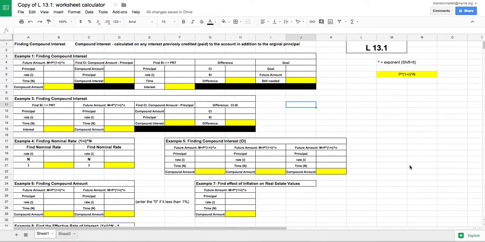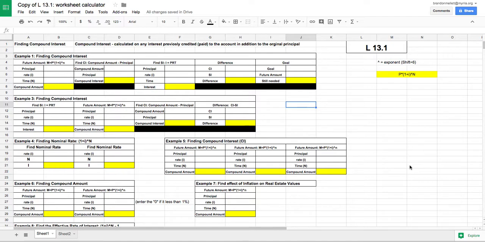In this video, we'll introduce compound interest. Now in the previous chapters, we looked at simple interest, but now we're moving to the next level and focusing on something called compound interest. Compound interest is where you have the interest added to the principal every time it's compounded. And we'll demonstrate that in the examples that we have here in lesson 13.1.